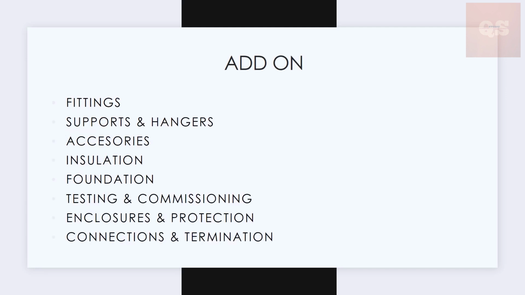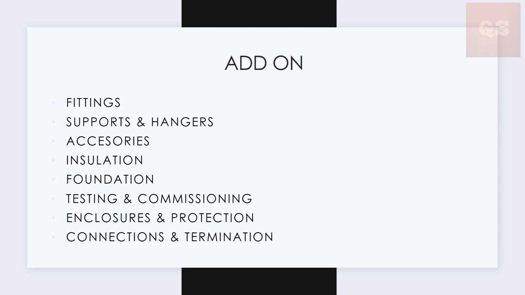Next comes the add-on. This is very, very important. Most of the time we miss out such items, and there can be a confusion while carrying out a project. So what do you mean by add-ons? Add-ons are fittings. It can be supports, hangers, accessories, insulation, foundation. Again, testing and commissioning can also be a part of add-on or scope. Then we have enclosures and protection, connections and terminations.